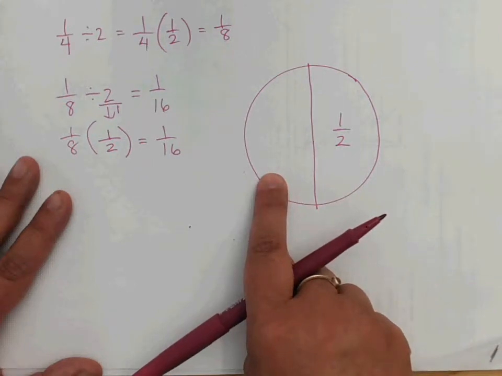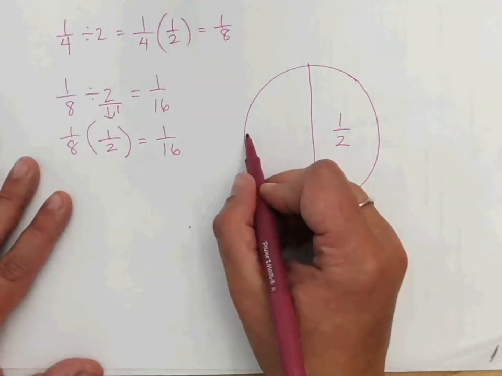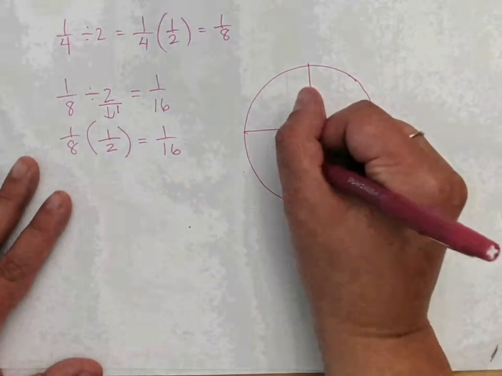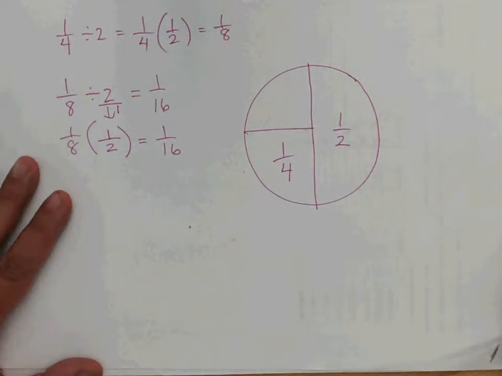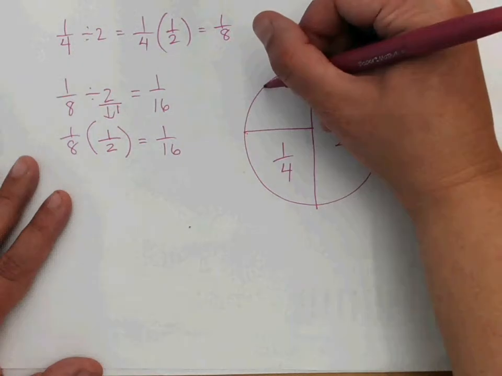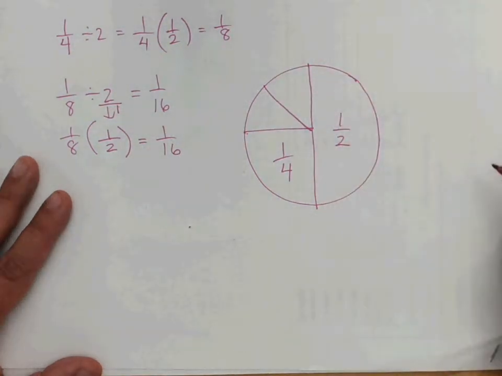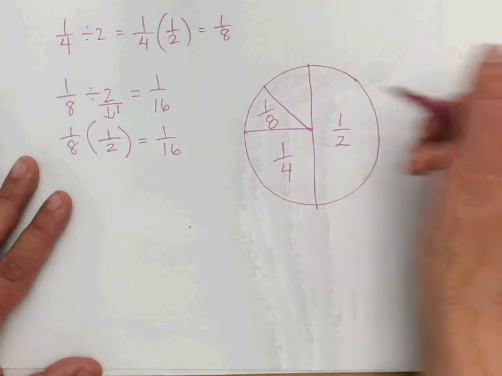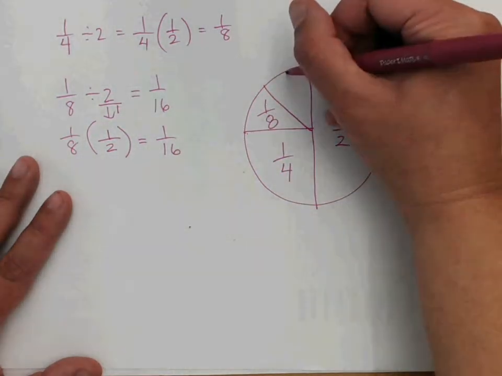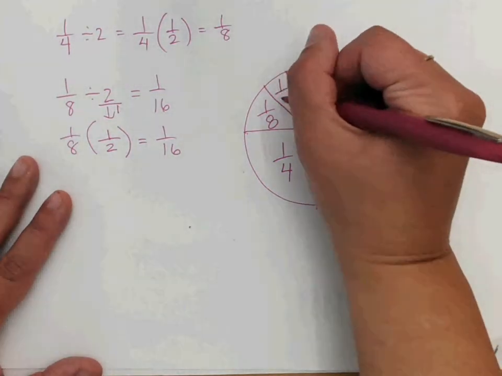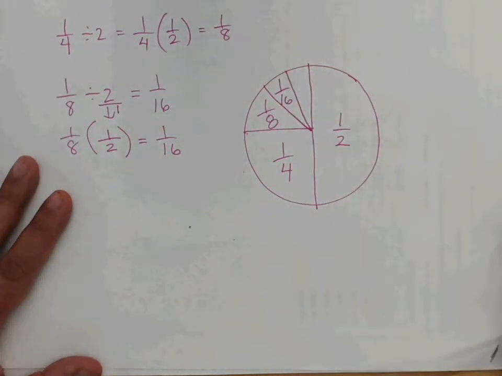The next day, he decides he's going to eat half of his half. So we cut that in half. Do you see that that is a quarter that he's eating? Yeah? And there's a quarter left. If we take half of the quarter, we would get 1/8. Good. If we take half of the 1/8, we would get 1/16. Are you starting to see a pattern here?